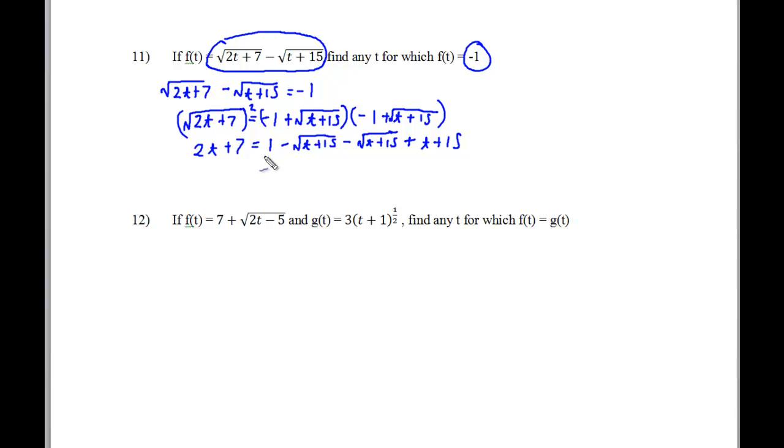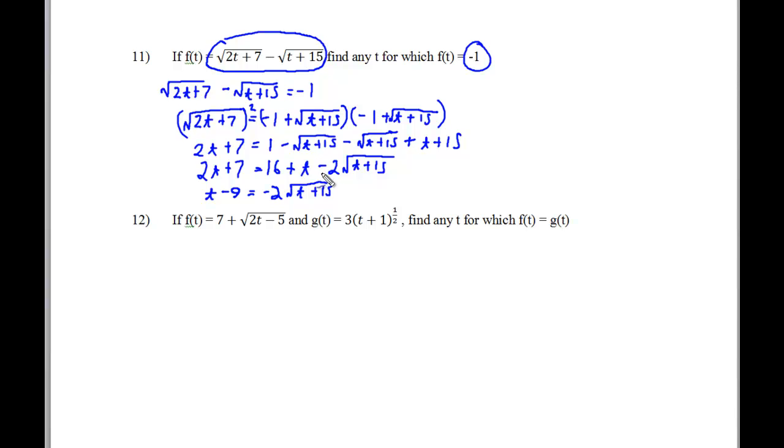I'm going to simplify. The 2t plus 7 is equal to, let's see, 1 and 15 make 16. The t just is t. And then this becomes negative 2 square root t plus 15. Move this to the other side, so we have t. Move this to the other side, so we have, let's see here, just checking my work here, negative 9 is equal to negative 2, and then t plus 15.